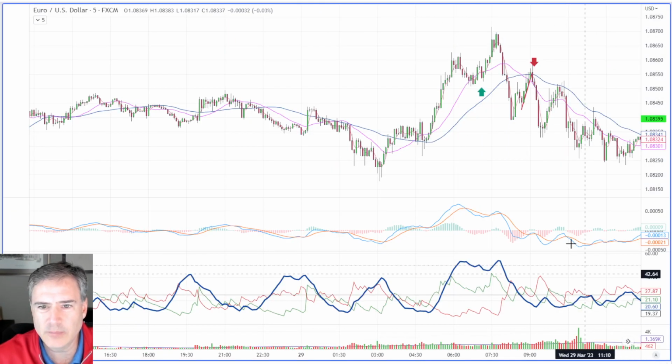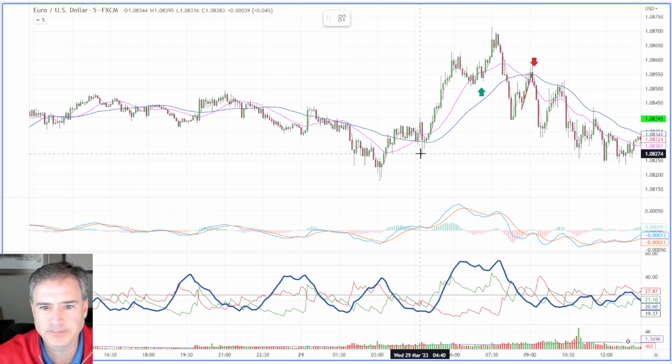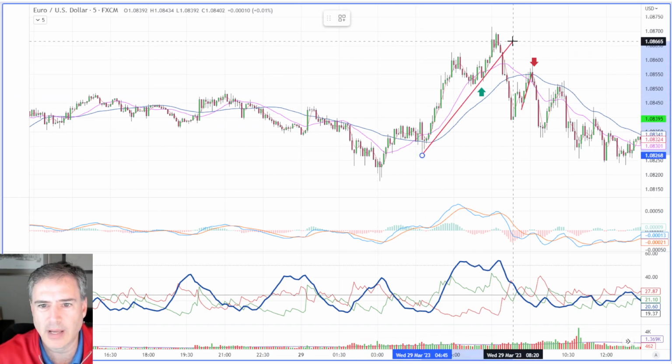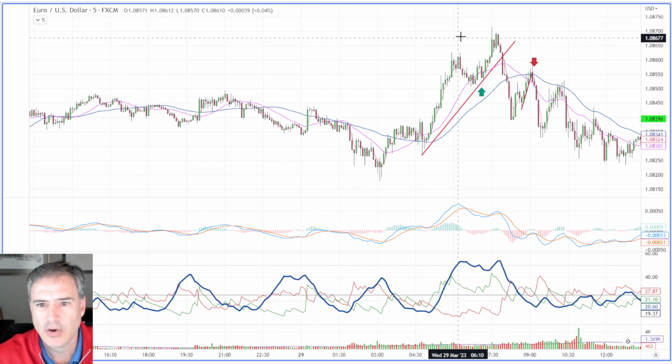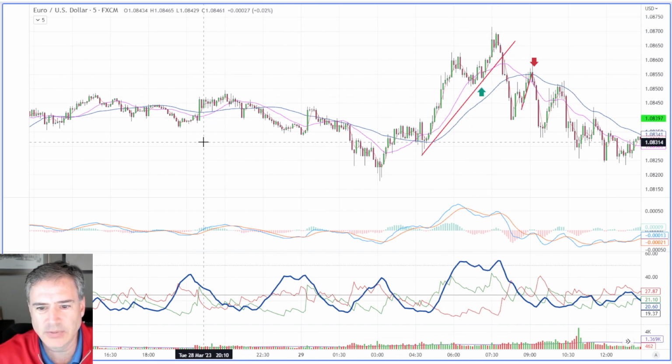Now let's go to the 5-minute and look at what happened here. We broke the uptrend line, number one, okay? On the way down, we had a lot of momentum to the downside, but because ADX was so strong to the upside, it was lagging.